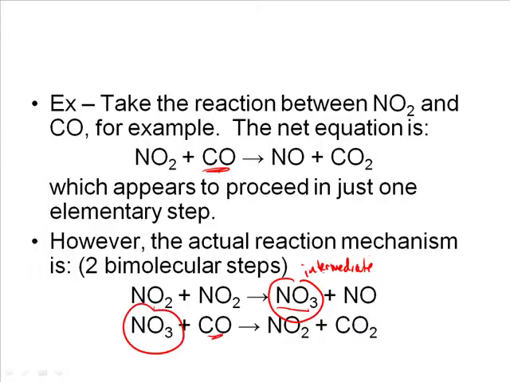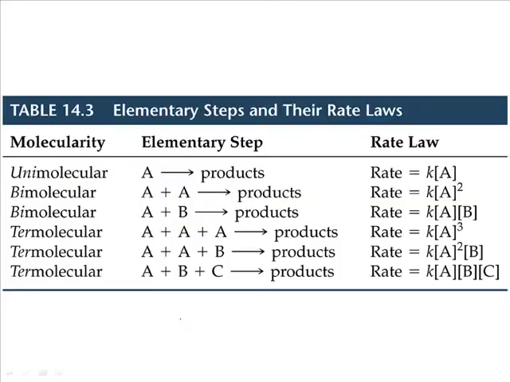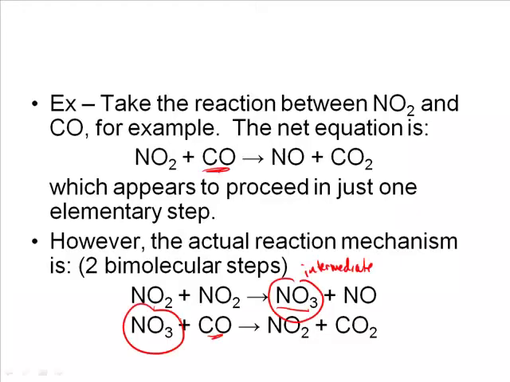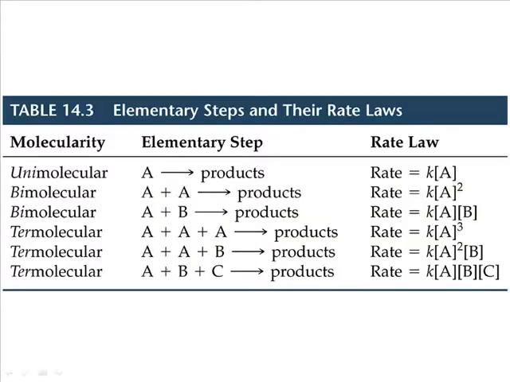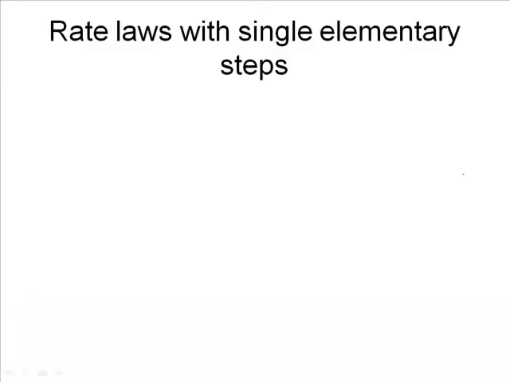And so we can use that information to write the rate law. In this case, the rate would equal k times the concentration of NO2 squared, because there are two NO2s there. If it's unimolecular, the rate is just k times A. If it's bimolecular with two A's, just like the one we just saw, then it's A squared. Obviously, it's very similar and very easy to determine there.